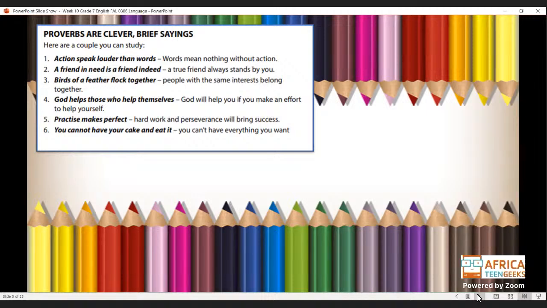Now, idioms can almost be impossible to understand if you don't use them regularly, if you didn't grow up with them, if they're not part of your actual language.